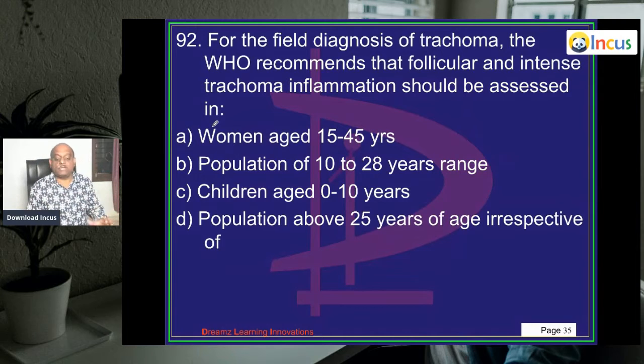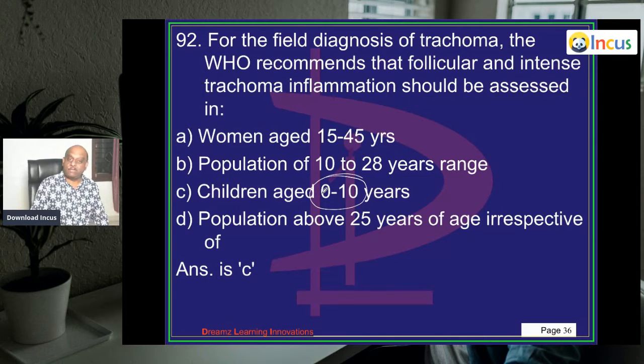For the field diagnosis of trachoma, WHO recommends that follicular and intense trachoma inflammation should be assessed. So typically in children aged 0 to 10 years, what is the age group where trachoma surveillance needs to be done?